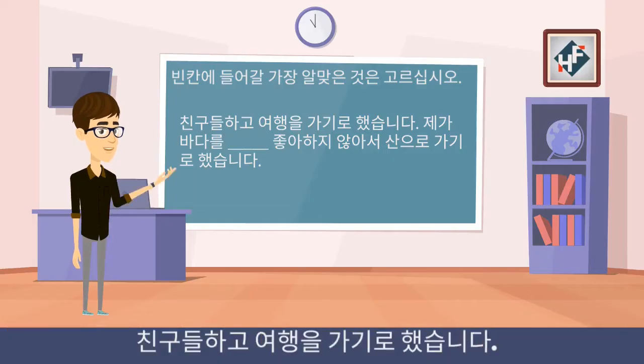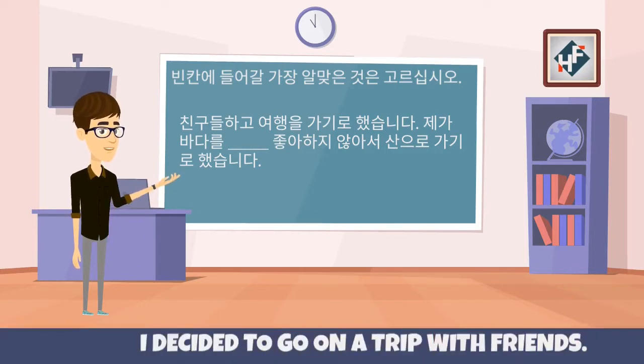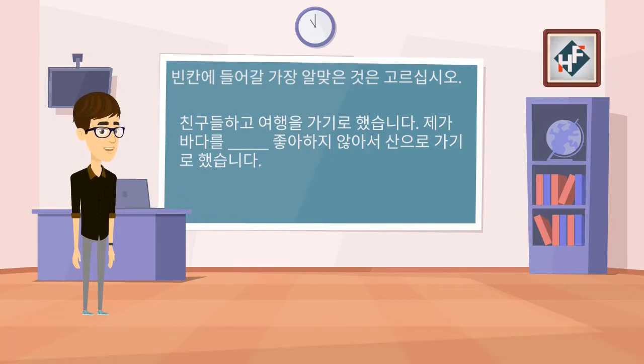So, 친구들 하고 여행을 가기로 했습니다 is I decided to go on a trip with friends. Okay, so the next word is 제가. And you know this is I. Ito yung mas formal way to say I, 제가.